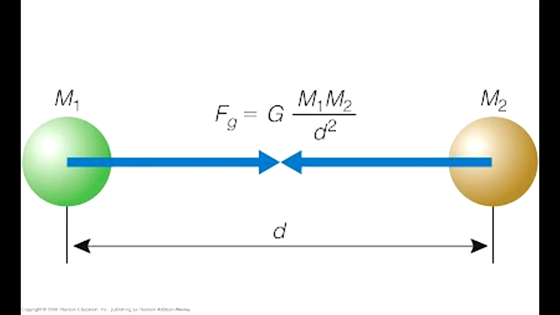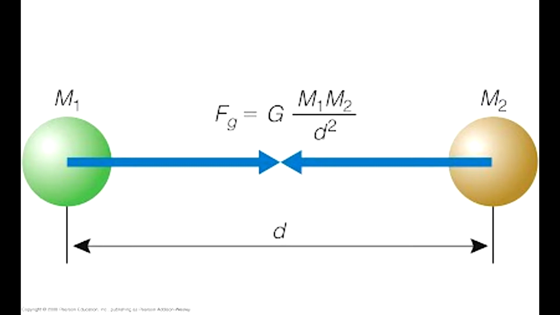Here, F is the force experienced by these two objects. G is the universal gravitational constant. m1 and m2 are the masses of the two objects, and d is the distance between these two objects.